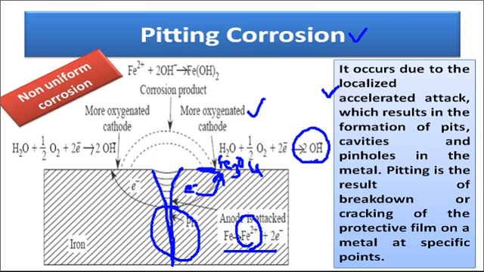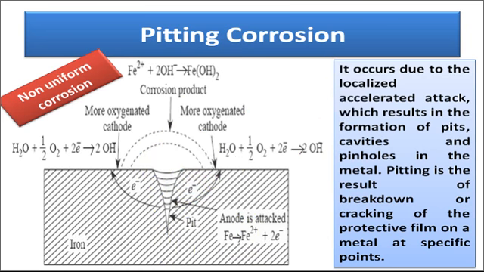So the mechanism will be the same as we discussed in differential aeration corrosion. The less oxygenated part is the anode, the more oxygenated part is the cathode. At the anode, the reaction is the same. At the cathode, the reaction is the same, that means hydroxyl ion generation. The corrosion product is the same, iron hydroxide and ultimately Fe3O4.